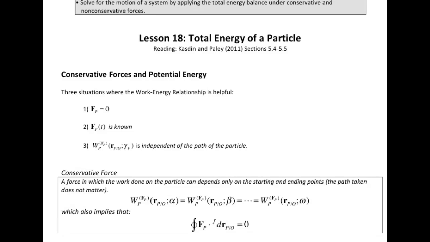So recall what we did is we started out by learning how to calculate the work done on a particle. And then we've transformed that into a relationship that we call the work-energy relationship that tells us the relationship between kinetic energy and work. And there are really three situations where this work-energy relationship is helpful. So the first is where all the forces on the particle equal zero. And what this is telling us is simply a conservation law, where the kinetic energy is conserved in this work-energy relationship.